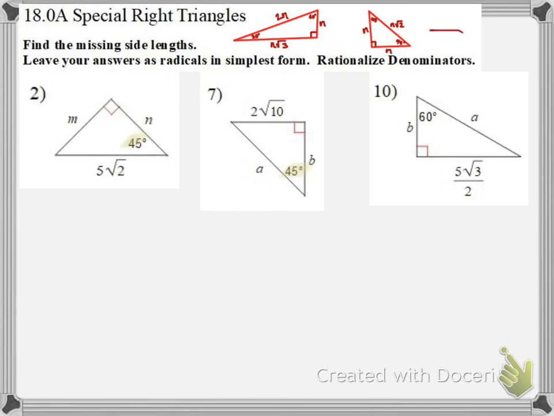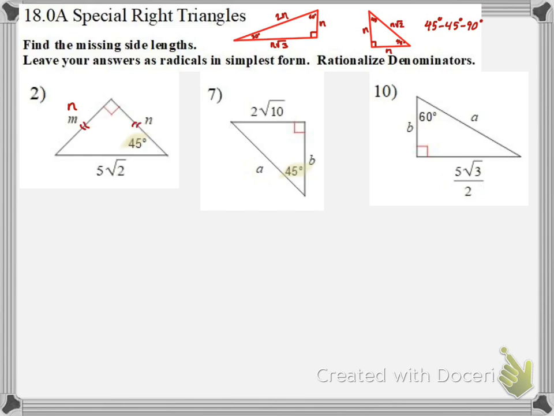I'm looking at this. This is my 45-45-90 triangle. We always just say 45-45-90, but technically those are the degree measurements of our angles. I see that this first one has two matching sides. They called this one N, and even though they called this one M, it's also N because they match each other.